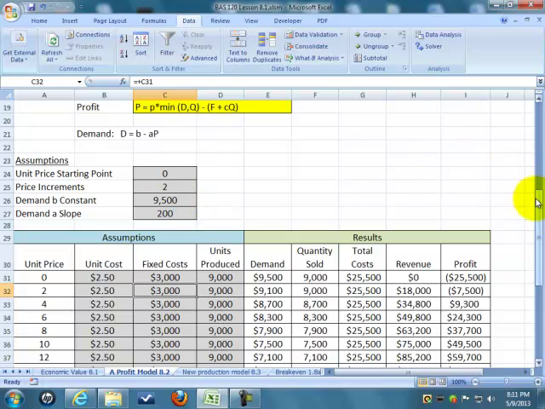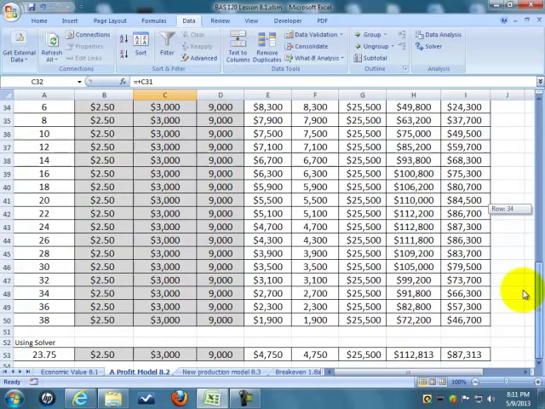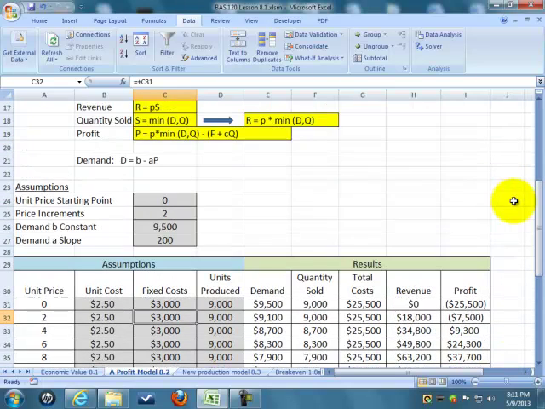I encourage you to build one of these models. And if you have questions, let me know.